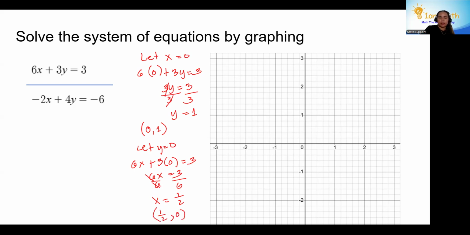Then you are going to plot these 2 points. We have (0, 1) and (1/2, 0). So 1/2 is here. Then you are going to connect this with a line. Next is the second one. Let's connect this one with a line.